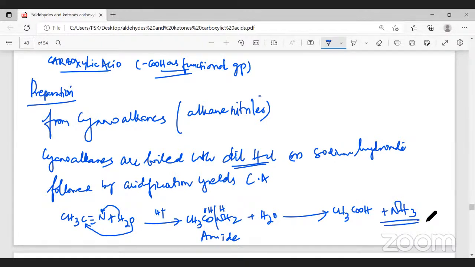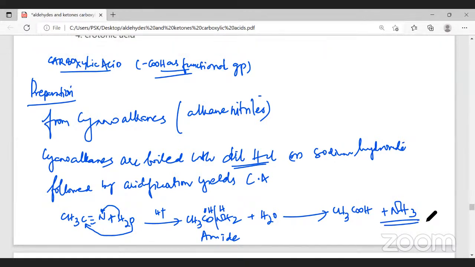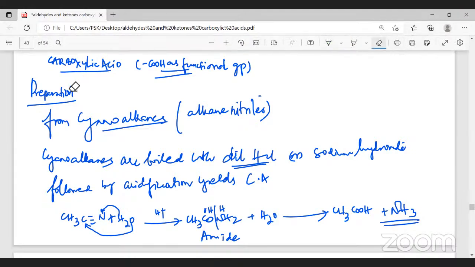So the third method of preparing a carboxylic acid is by use of alkane nitriles or cyanoalkanes. Cyanoalkanes boiled with dilute hydrochloric acid or sodium hydroxide give an amide, followed by hydrolysis, we get a carboxylic acid.